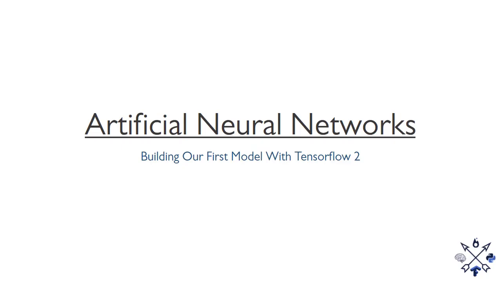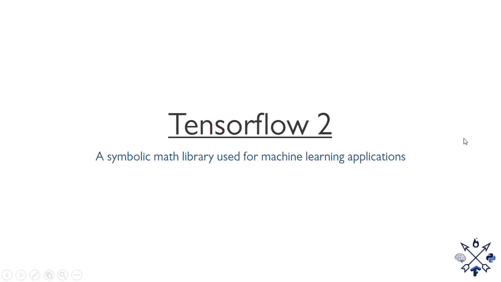Hey guys, like I promised in the previous video, in this video we'll be building our first artificial neural network using TensorFlow 2. But before I jump into the code, I'd first like to explain to you guys what TensorFlow is and how it works. Now TensorFlow 2 is a symbolic math library developed by engineers working on the Google Brain team, and this library will make it easier for us to build deep learning models like neural networks.